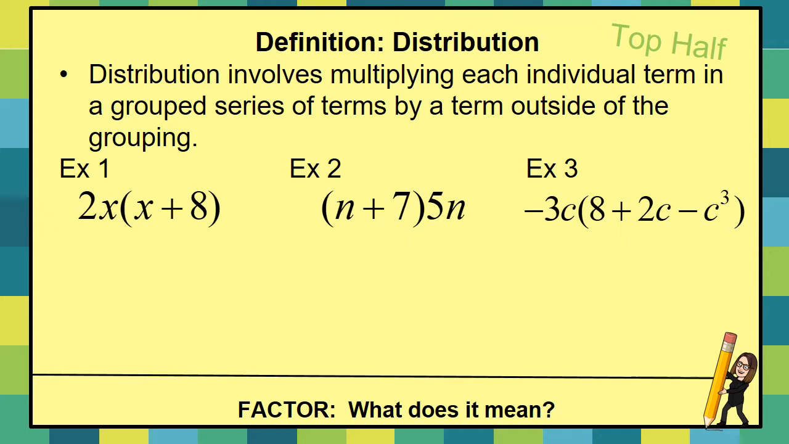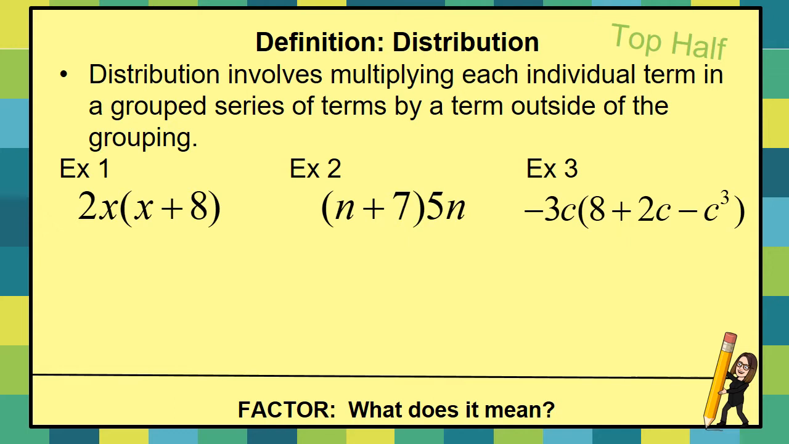Let's talk about distribution. Distribution involves multiplying each term in a grouped series of terms by the term on the outside of the grouping. So we've already been distributing in different ways, but now we're going to have increasing exponents, different types of variables, and so we really are going to get pretty involved. So let's work on example 1.